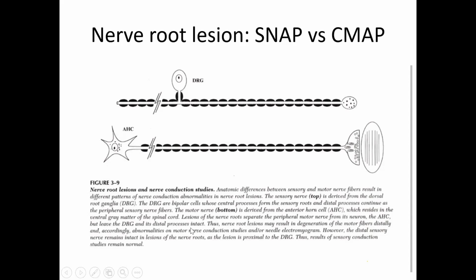They leave the dorsal root ganglion and distal processes intact. So here the dorsal root ganglion remains intact. Therefore, root lesions result in degeneration of motor fibers distally, and we can find abnormalities on motor nerve conductions and EMG, but the sensory will always be normal. So whenever you do an NCS, if you record a normal SNAP, that means the lesion is preganglionic, which is anterior horn cell versus roots.